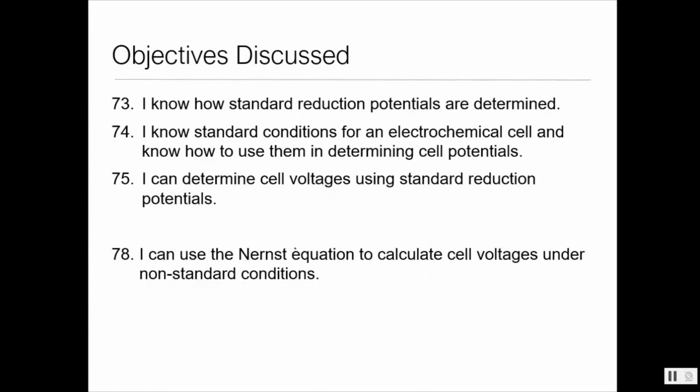And then we also talked about the Nernst equation, where you're under non-standard conditions, whether it's temperature or concentration. And we primarily focused on concentration. You have those two different forms of the Nernst equation, E cell equaling E naught of your cell minus 0.0257 over n times the natural log of Q, or E cell equaling E naught of your cell minus 0.0592 divided by n times the log of Q.